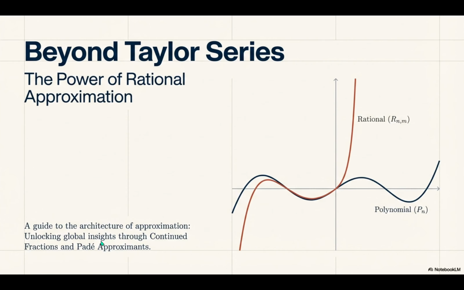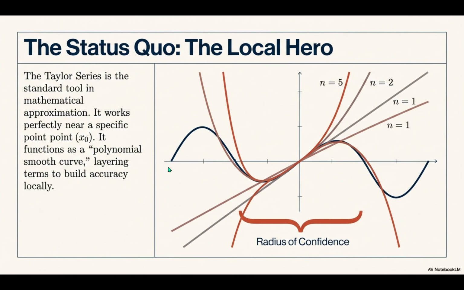So let's start with the local hero we're leaving behind, the Taylor series. Now, I have flashbacks to calculus class, just memorizing these long strings of algebra. We all do. 1 plus x squared over 2, and so on. And in engineering and physics, the Taylor series is the absolute workhorse. I mean, it is the standard tool. If you want to know how a function behaves near a specific point, say near 0, you use a Taylor series. But why is it so popular if it has this flashlight problem?